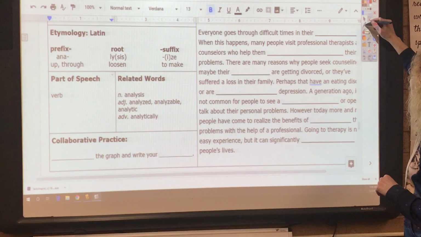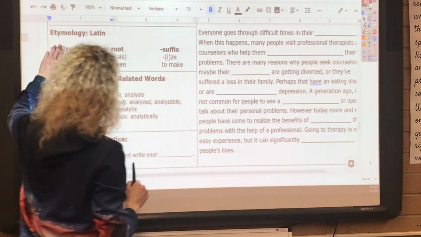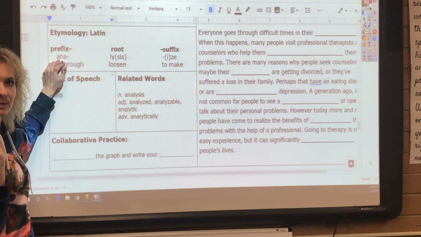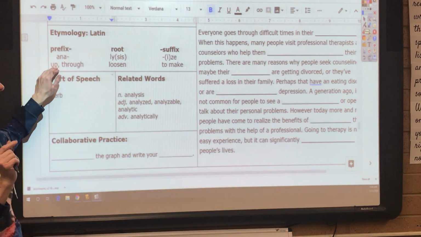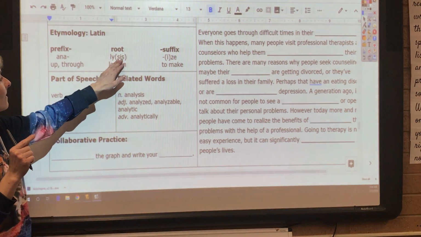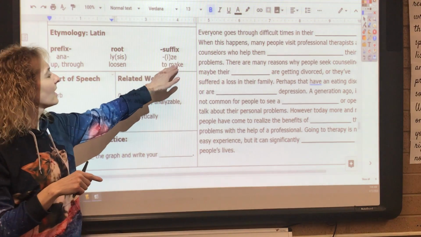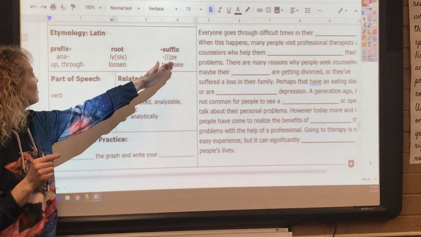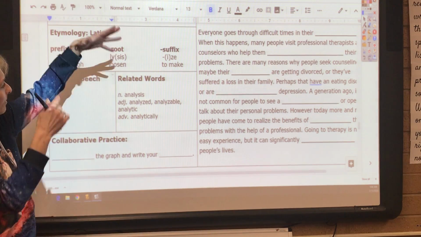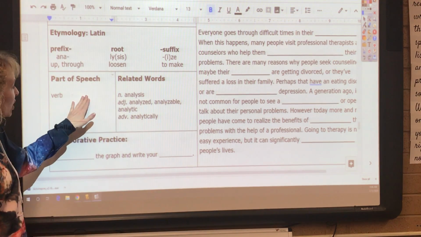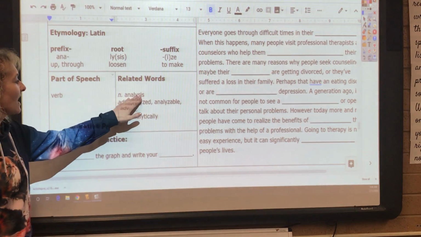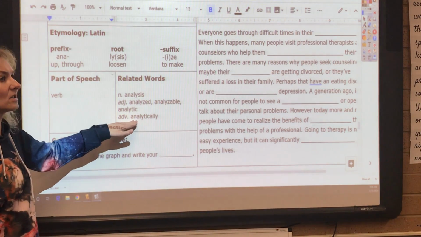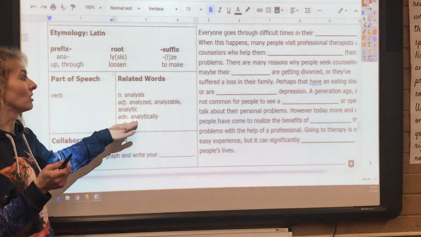The etymology, the prefix. We're learning about prefixes right now, right? So the prefix comes at the beginning of the word. Ana means up or through. Lysis means loosen. And ize, that we learned first trimester, means to make. So to make loose up through something, I don't know. Verb, something you do. Analysis, analyzed, analyzable, analytically. Ooh, that one's a word we use in language arts a lot.